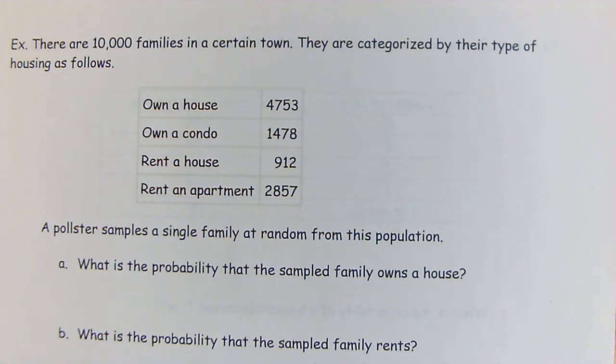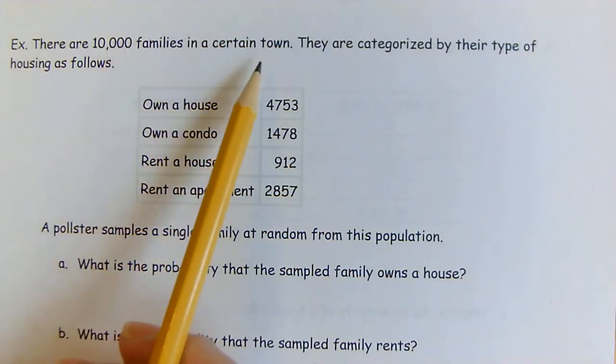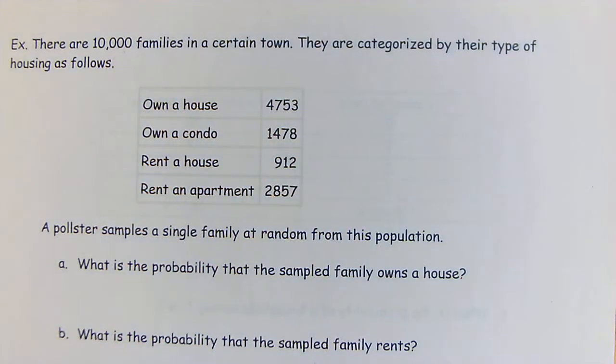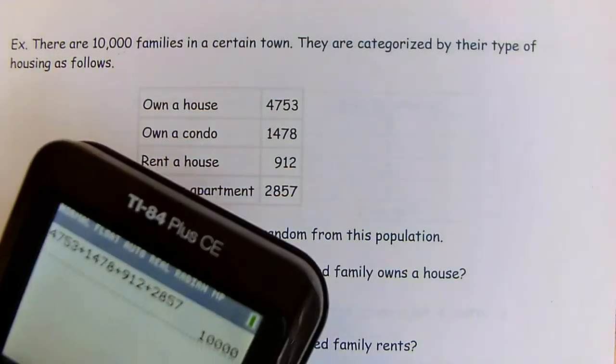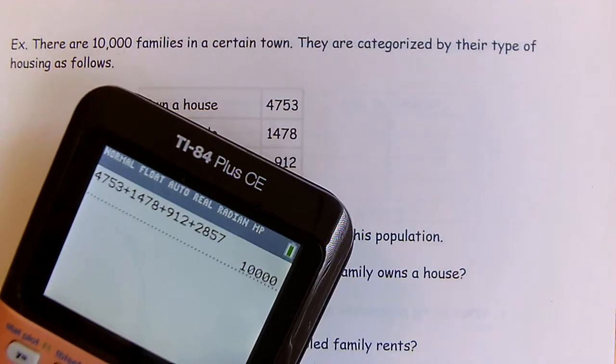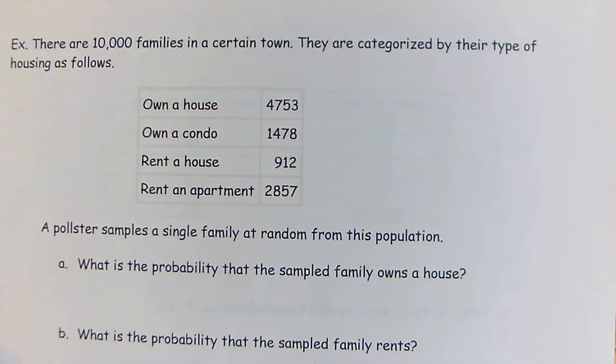All right, we're continuing to do more probability problems. So here's another example. 10,000 families in a certain town are categorized as follows. If they didn't give me this 10,000, I would add up the total to get my total sample space of 10,000. So let's answer, what is the probability?